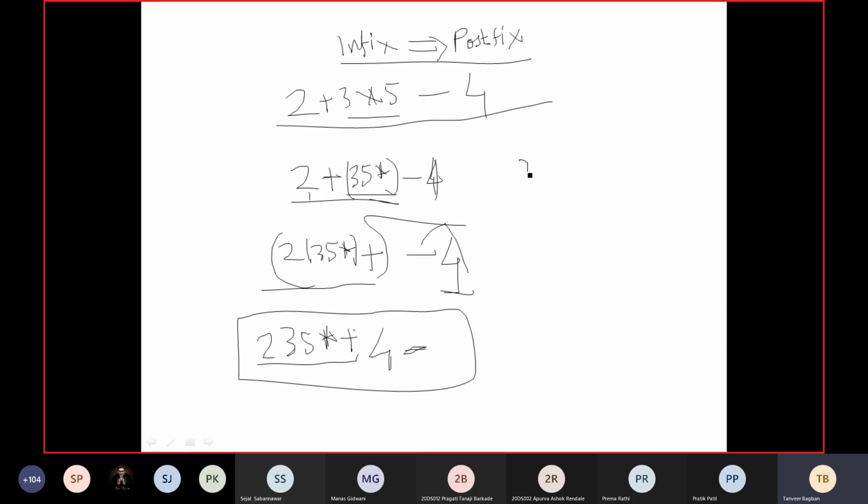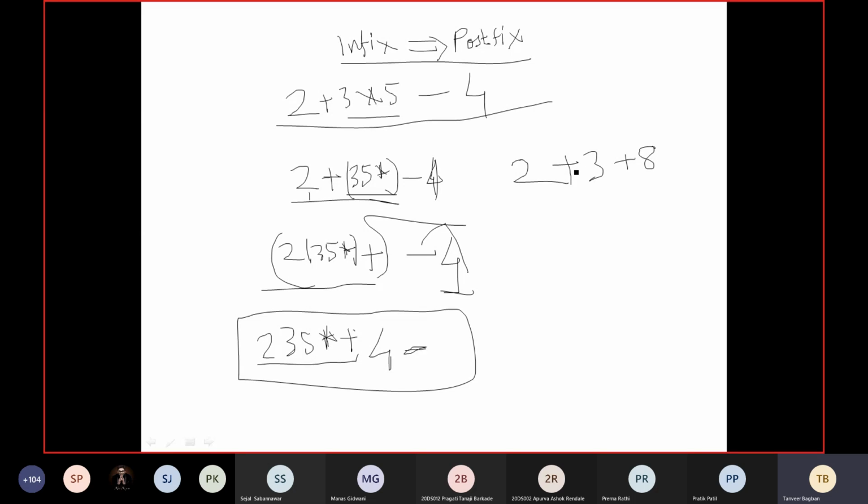Now suppose it is like this: 2 plus 3 plus 8. If you wish to convert this into the postfix expression, see, the operators are only plus plus, both having equal priority. Now in this situation, what happens?